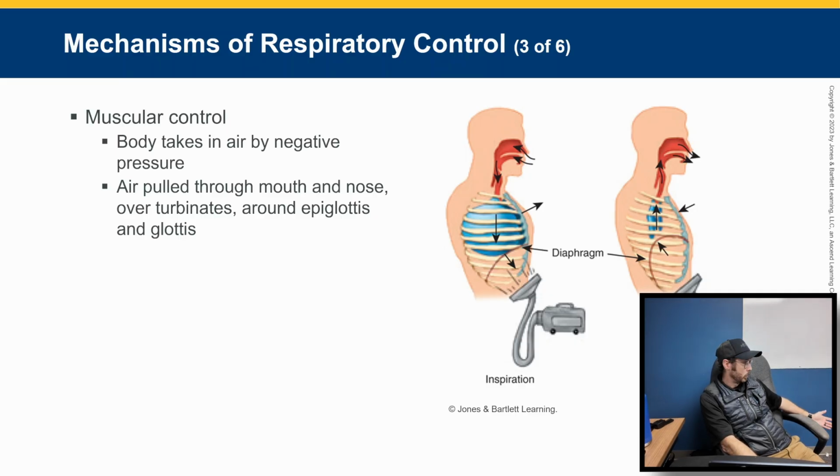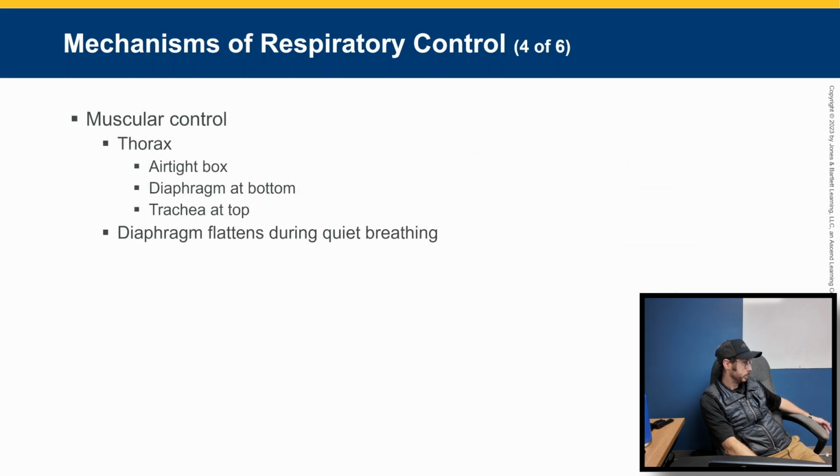Muscular control. What type of pressure system is our normal breathing controlled? Negative. Yeah. All right. So, anybody have any trouble understanding how that negative pressure system works? We talked about that quite a bit and how the diaphragm causes that negative pressure to happen.